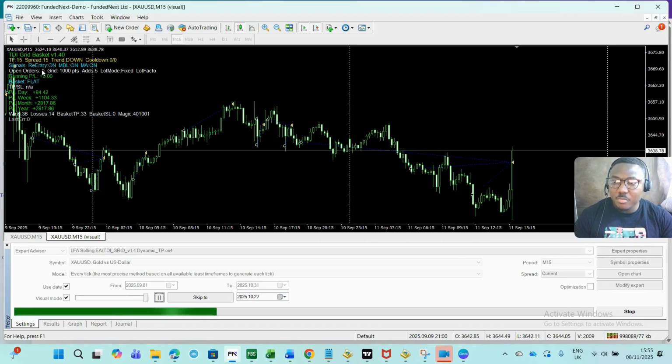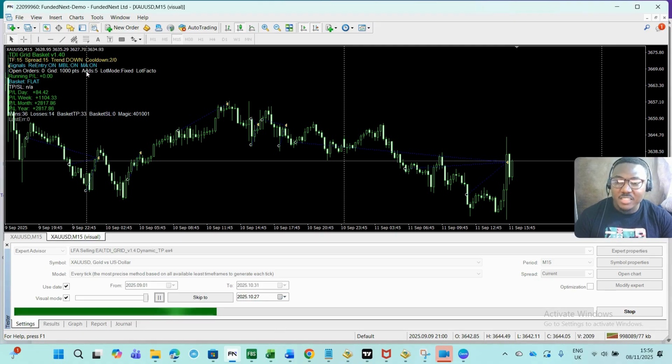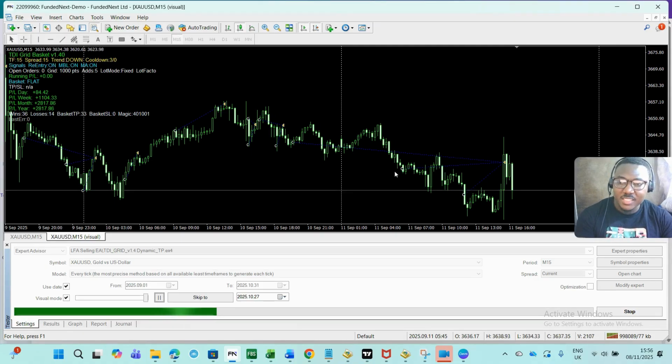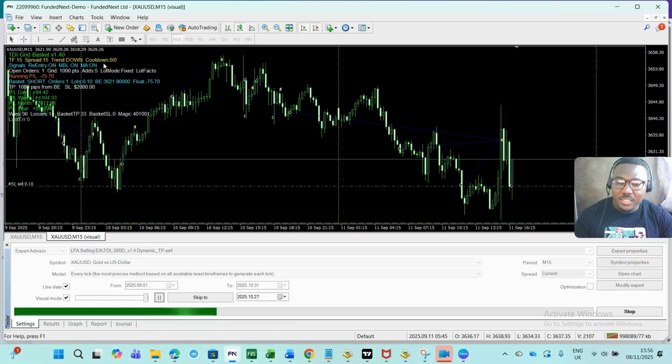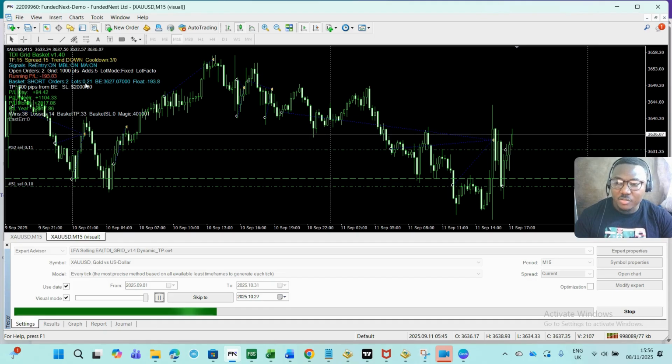You can see the number of grids you have taken. You can see the grid steps. You can see the number of adds. So just like in my settings, it can only add up to 5 grid steps, and that is all.